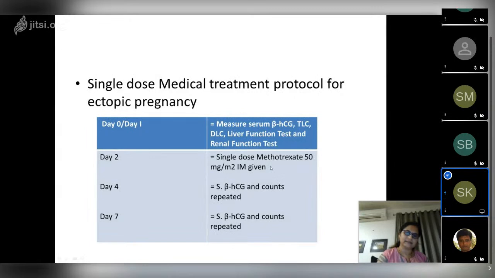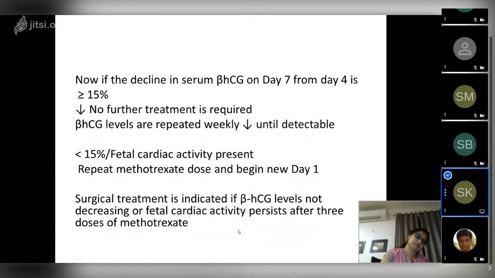Then on day 4 we assess the beta HCG levels and the counts are repeated, and again on day 7 the beta HCG and the counts are repeated. So how do we follow up whether the treatment is successful or not? It is when the beta HCG level on day 7 has decreased from day 4 by more than 15%. Remember, when the decline in the beta HCG level from day 4 to day 7 is more than 15%, it indicates that the medical therapy is effective and no further treatment is required, and we can follow up the patient with beta HCG levels weekly until it is undetectable.